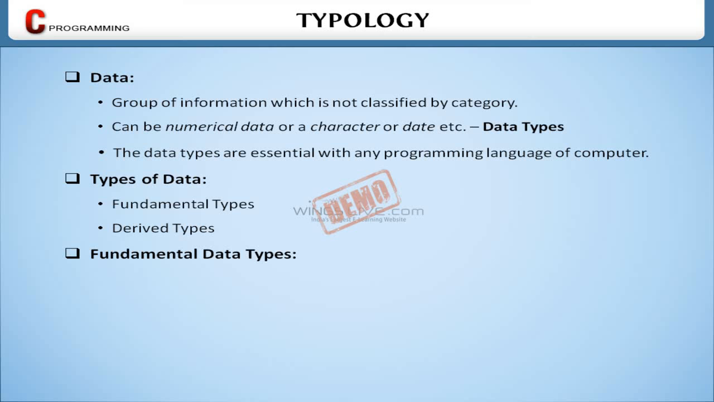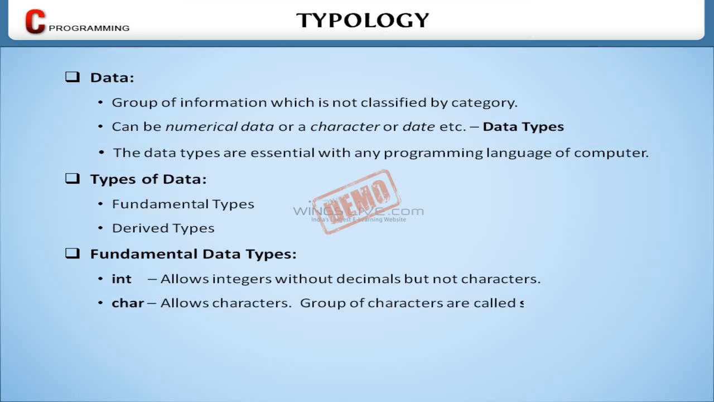Fundamental data types. The fundamental types are also called the basic types for all the programming languages. Now let's discuss the fundamental types. The int type allows only integer values without decimals, but not characters. In this case, when you assign a character to an integer variable, it will be regarded as a value of ASCII. The char type allows a single character at a time.